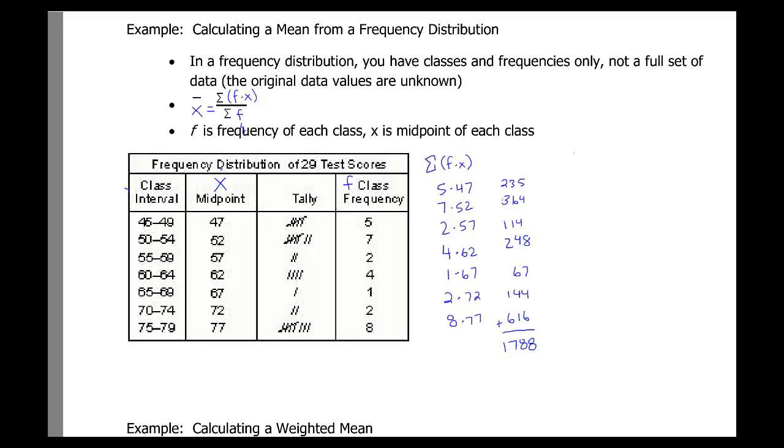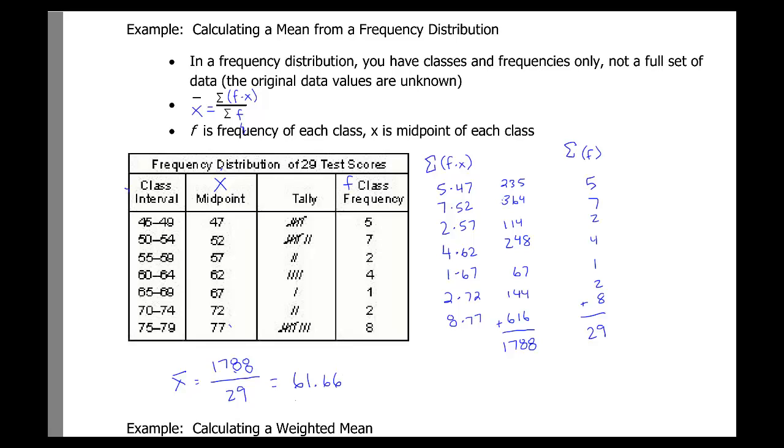So then we need the bottom part, the sum of the frequencies. And again, the frequencies are just your tallies. So 5, 7, 2, 4, 1, 2, 8. Add all those together. We get 29. And if we fit that into our equation, we'll put it down here. So we're going to take the sum of the frequencies times the midpoints and divide it by the sum of the frequencies. And we get a value of 61.66 approximately.